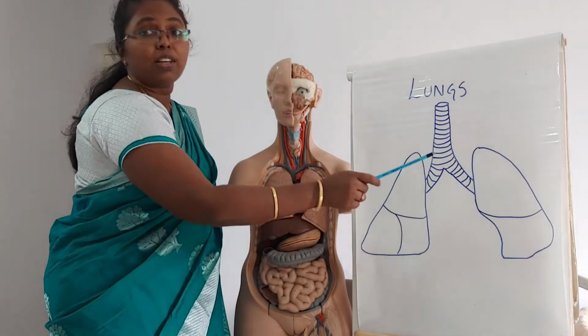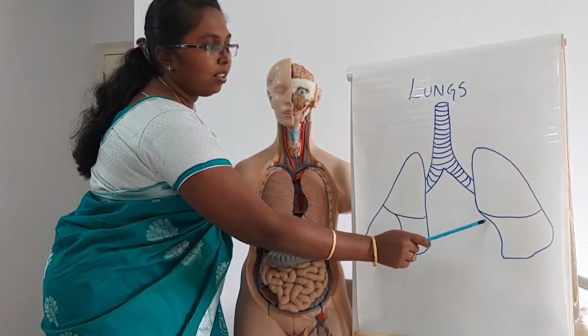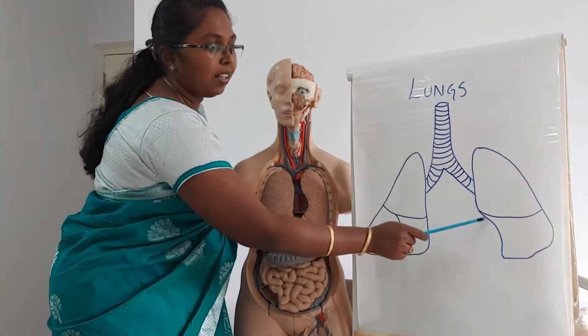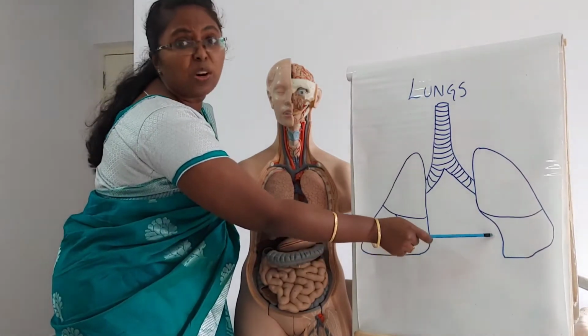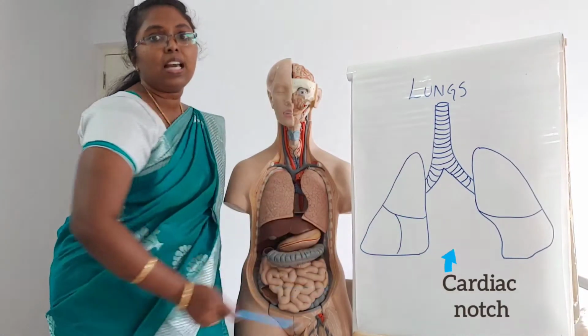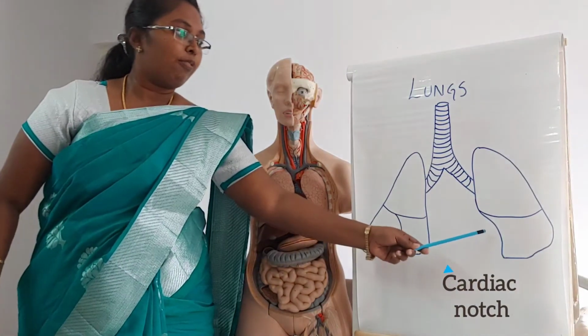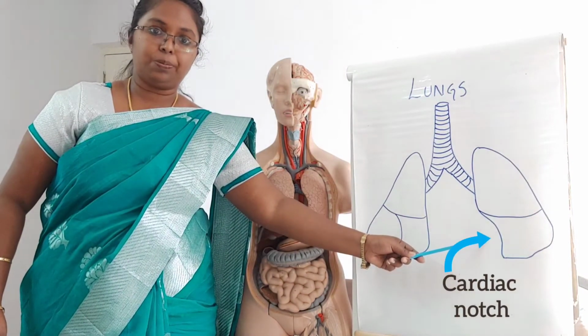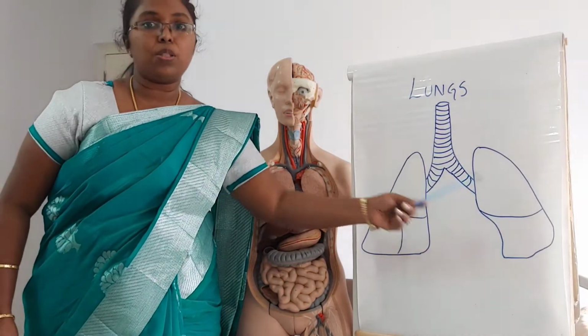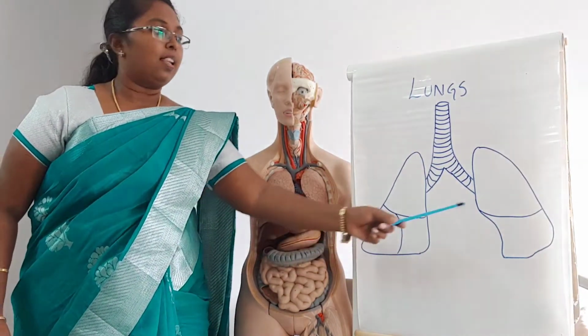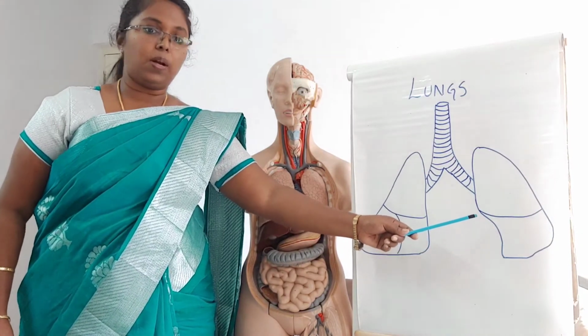If you see in the left lung, there is a curve or a small cutting. Edges are not equal like here. So this is known as the cardiac notch. In the left side of the lungs, we have the cardiac notch. If you see, this is the larger one, this is the smaller one, which means the right side is larger, and the left side is smaller.